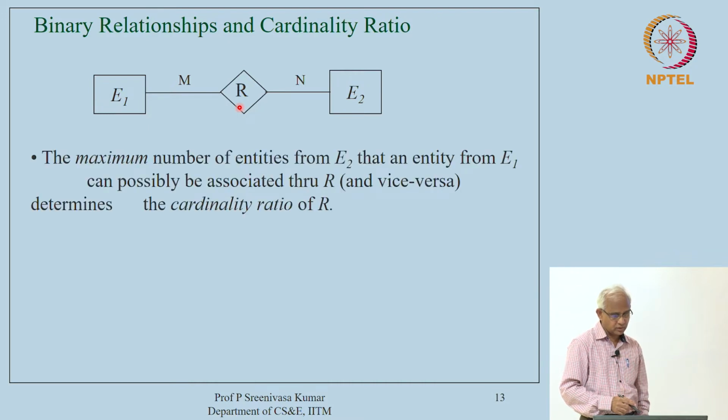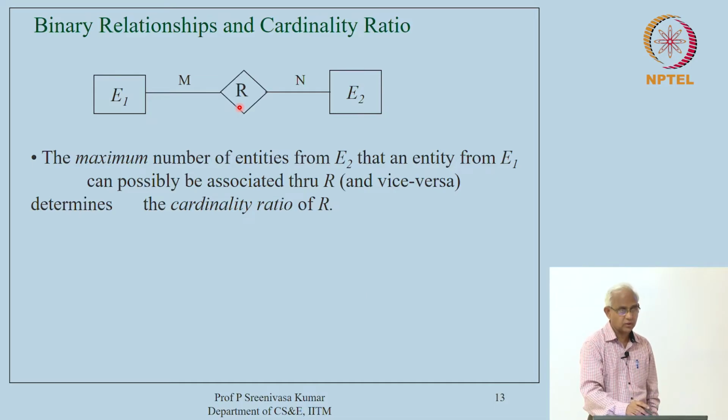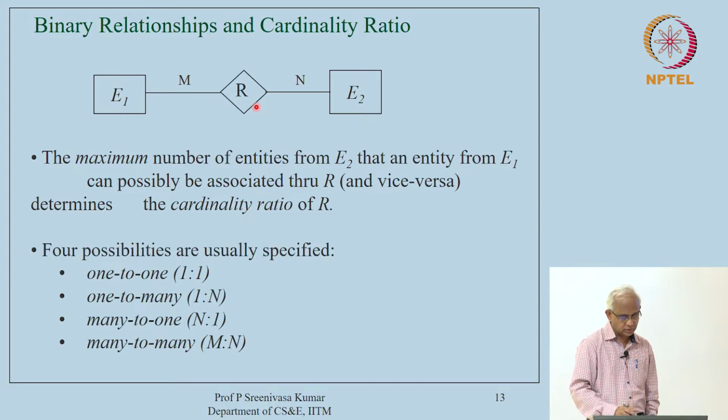Okay. So, what is the maximum number of entities from the E2 side that are associated with E1, and vice versa, determines what we call the cardinality ratio of this relationship R. Usually four different kinds of cardinality ratios are used to model the different possibilities of these associations. We call them 1 to 1, written as 1:1, 1 to many, 1:n, where n generally stands for many, many to 1, and many to many.